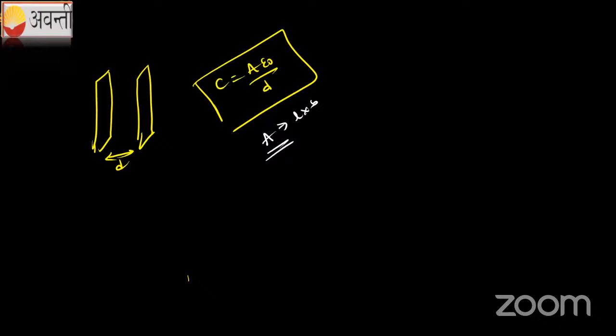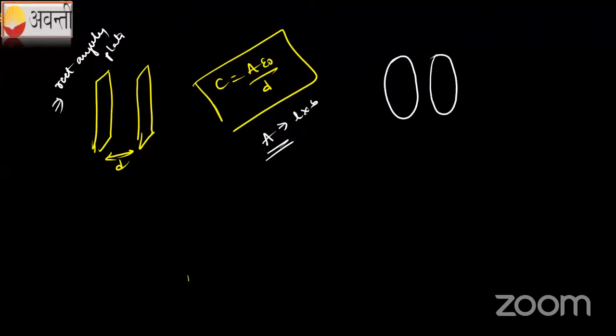If I'm going to take circular plates, this is actually a rectangular plate. Correct now? These are actually rectangular plates. What if I'm going to take the circular plates like this? This is one plate, this is another plate. Is there any chance to make a capacitor like this?